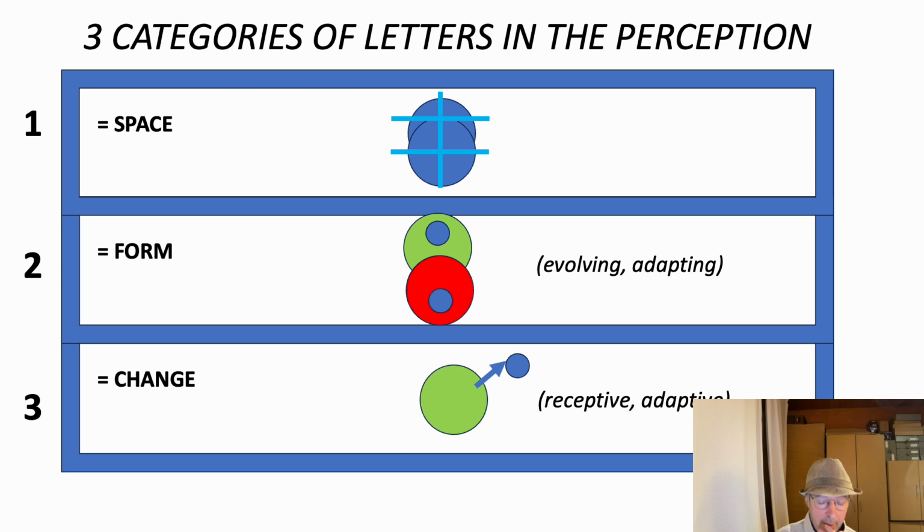So there are, again, I will repeat myself from last time, three categories of letters in perception. You have the spatial orientations, that's what we start from. I had a larger section here. The formation, so where it is evolving, it's resulting, and the changes. But always try to see where we end up, because there we are receptive and adaptive, and there we can see what is really changing in that exact moment in time.